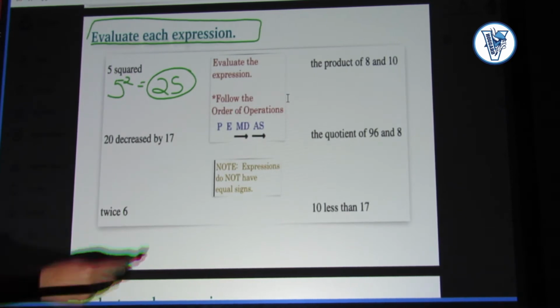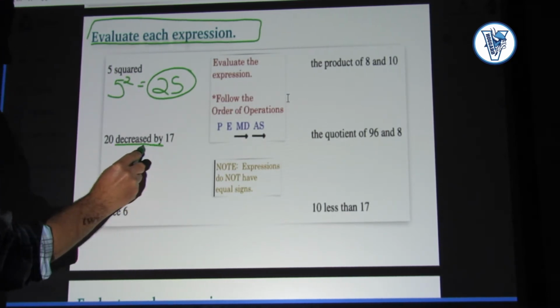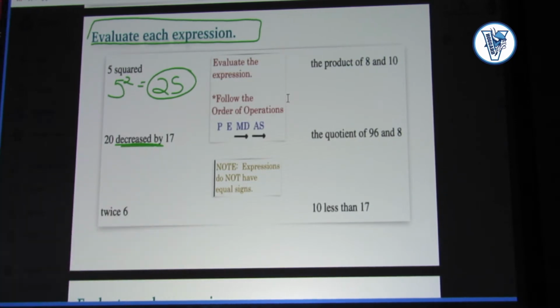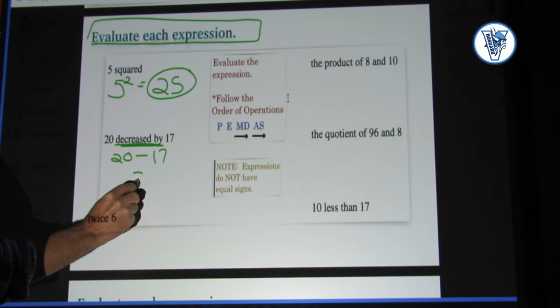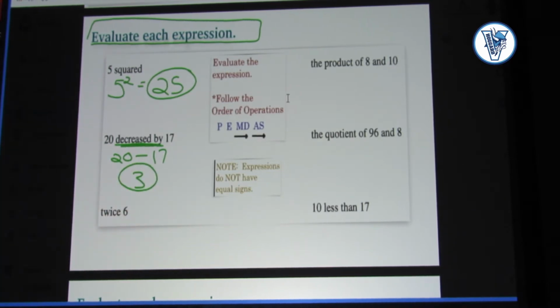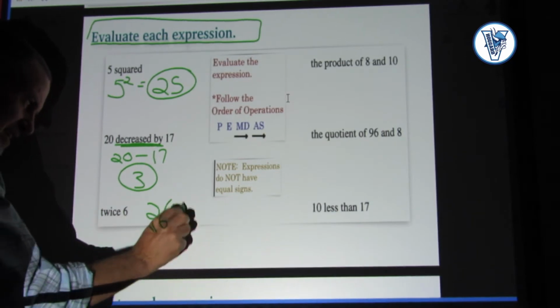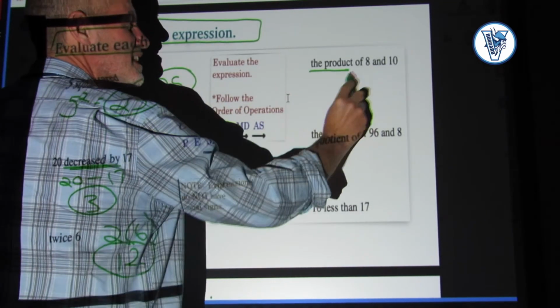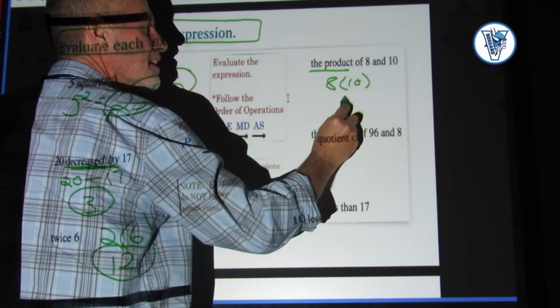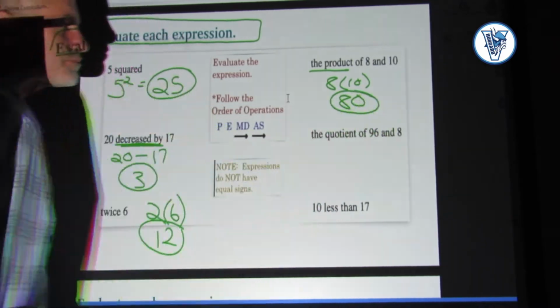These words you'll see in lots of word problems, so make sure you understand decreased means subtraction. 20 decreased by 17. Twice 6 will be 2 times 6. And I'll run through these quickly. The product, we should know product is multiplication, so that's 8 and 10. 8 times 10 is 80, of course.